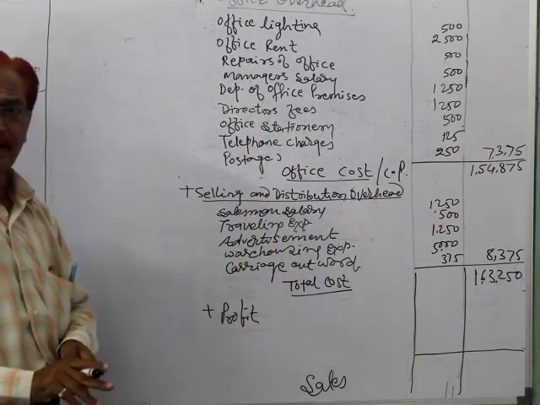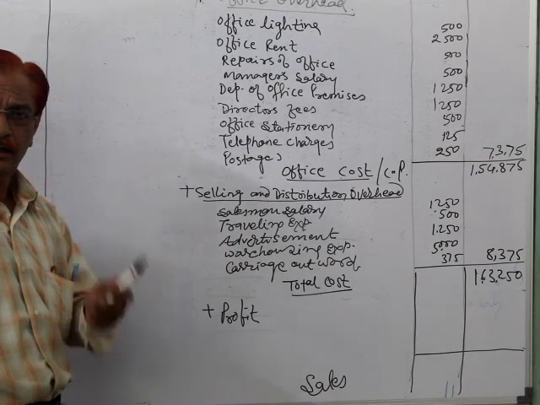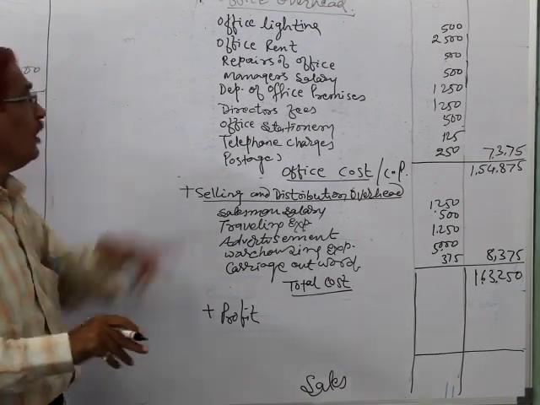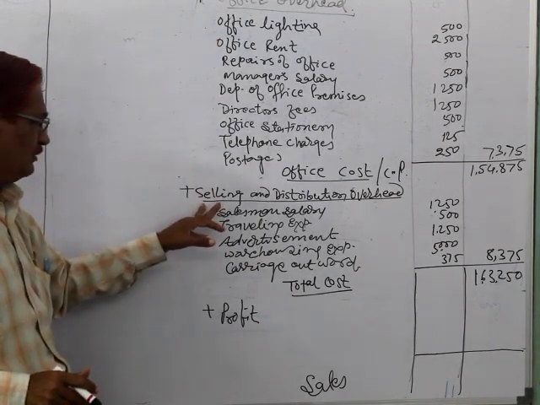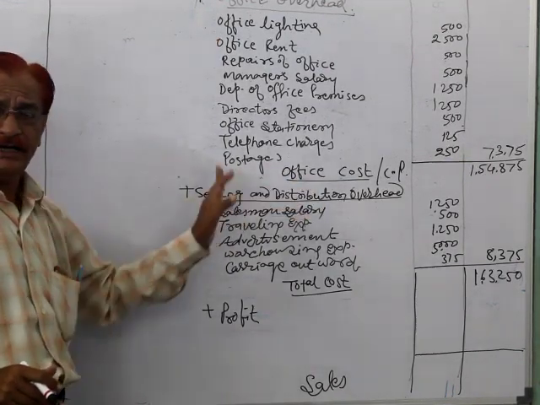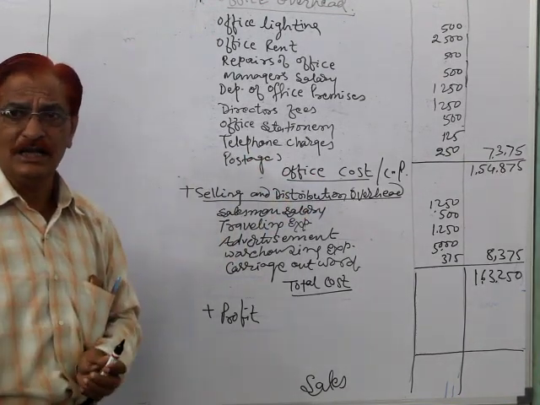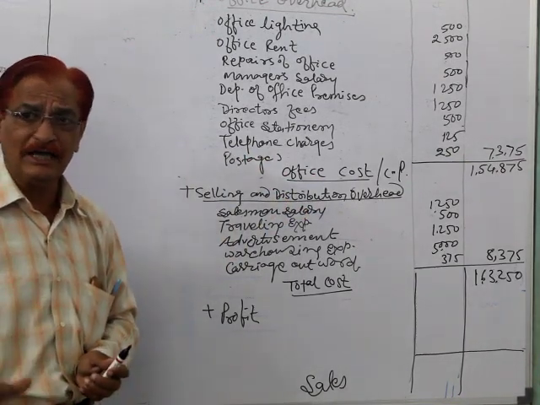Now I said earlier that material and wages are direct, and there are 3 types of indirect. Factory is over, office expenses is over. Now we come to selling and distribution overhead. Selling and distribution overhead means the expenditure which is required to promote the sale or which is related to sales.